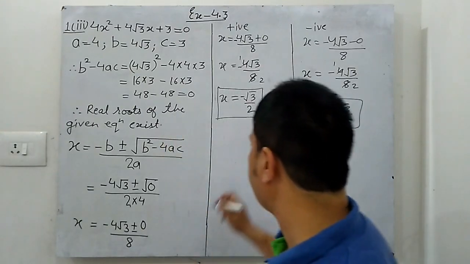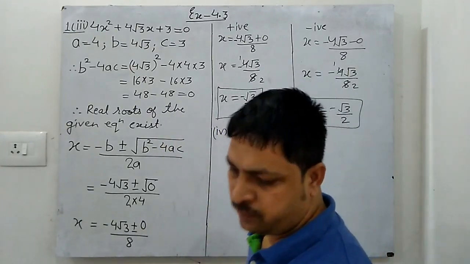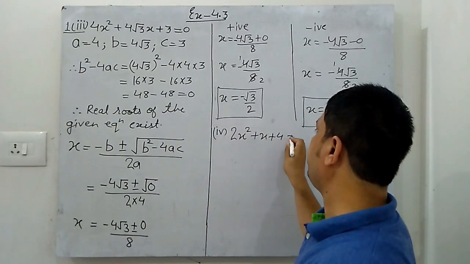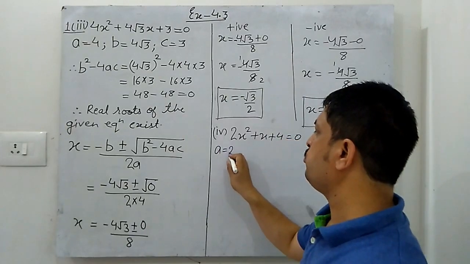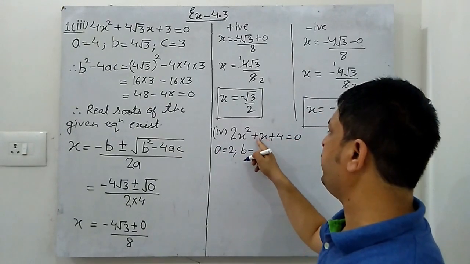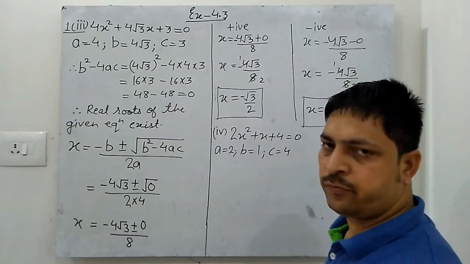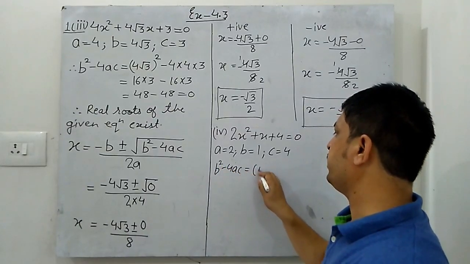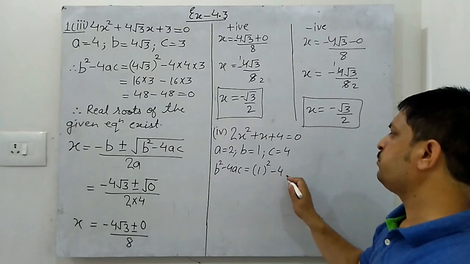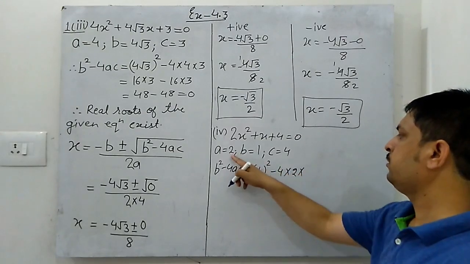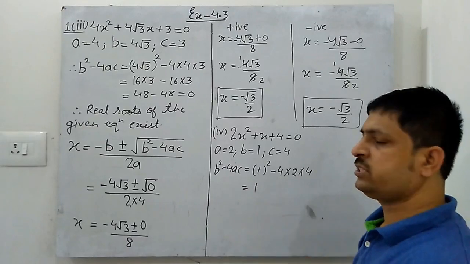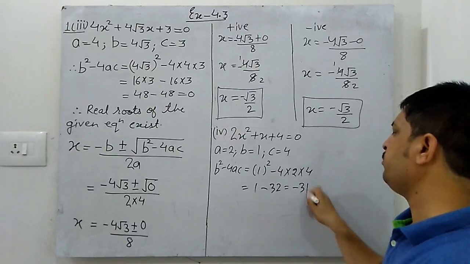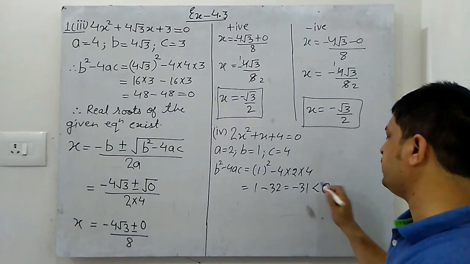Now the fourth part, that is the equation 2x square plus x plus 4 equal to 0. So the value of a is 2, the value of b, the coefficient of x, is 1, and the value of c is 4. We will find the value of b square minus 4ac. So b square, that means 1 square, minus 4ac. So 1 square is 1, 4 2s are 8, 8 4s are 32. It is negative 31. Negative 31, that means less than 0.